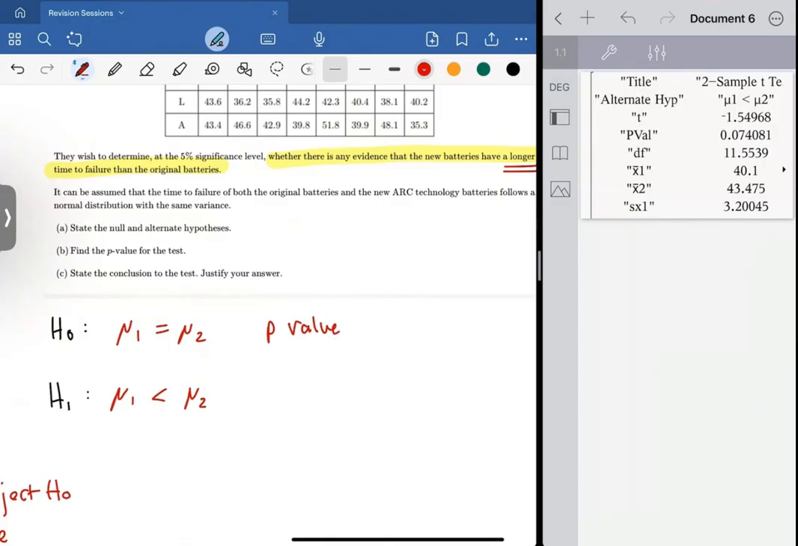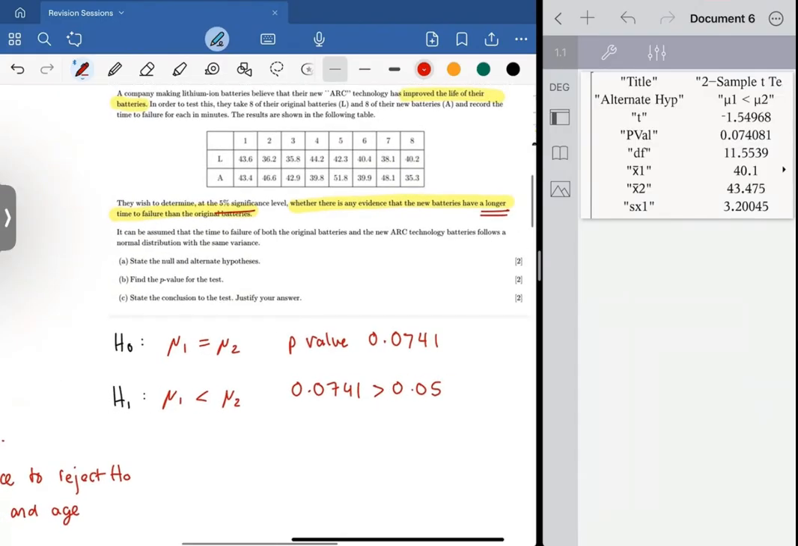Our p-value is 0.0741 to three significant figures. And then we can conclude our test. What level are we doing it to? We're doing it to 5%. And 0.0741 is bigger than 0.05.